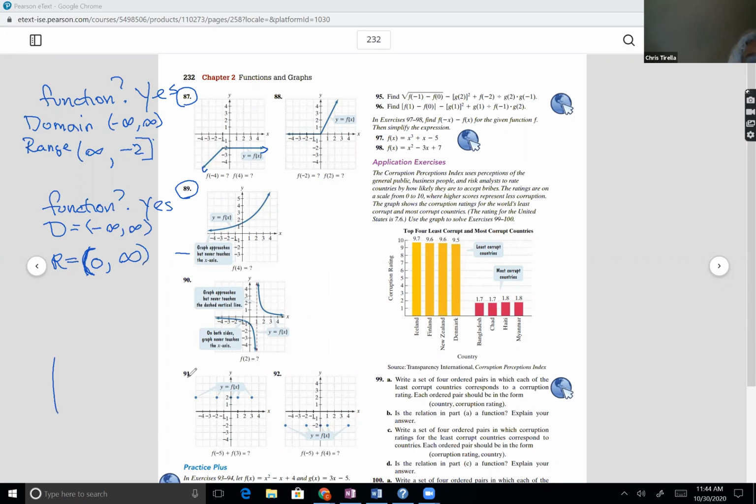And if I look down here at number 91, where the function is just those points, it is a function. If I look for the domain, what would you tell me the x values are of those points?